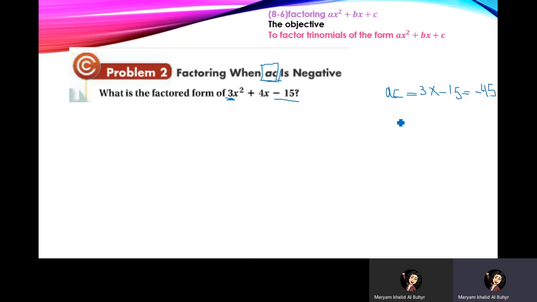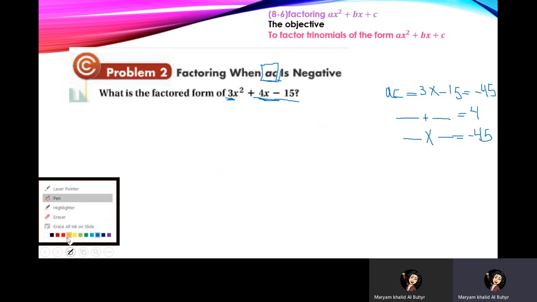Now, my question: I need two numbers. Once I add them, I will get 4, the addition being the one in the middle. Once I multiply them, I will get negative 45. The one that I found, that's why I needed 45.